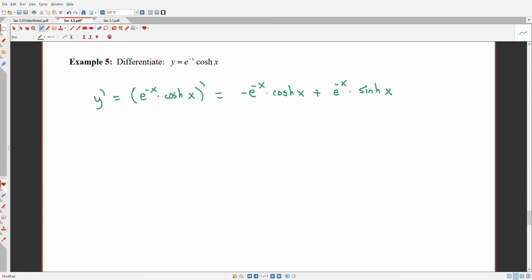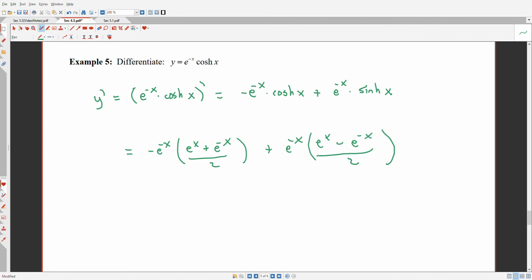It might be worth thinking about, okay, so I've got negative e to the negative x. Maybe if you write out what cosh is, that's e to the x plus e to the negative x all over 2. And then we have plus e to the negative x times e to the x minus e to the negative x all over 2. Maybe we can distribute some of that stuff.